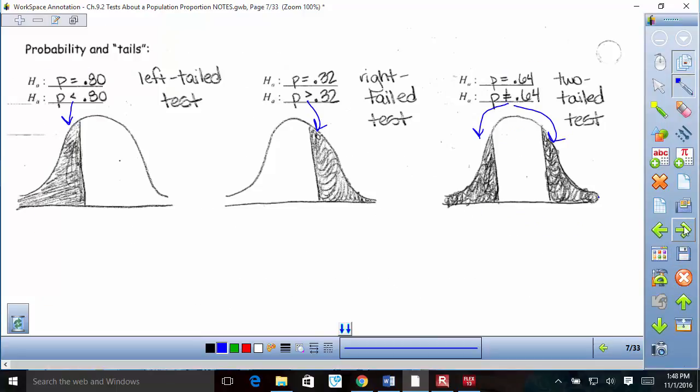All right. So on these three in the middle of your page, we have discussed this before, but I want to stress it again now. If your problem has a less than symbol in it, you are shading to the left. If your problem has a greater than symbol in it, you're shading to the right. And if your problem has a not equal to sign, you're shading on both, left and right.